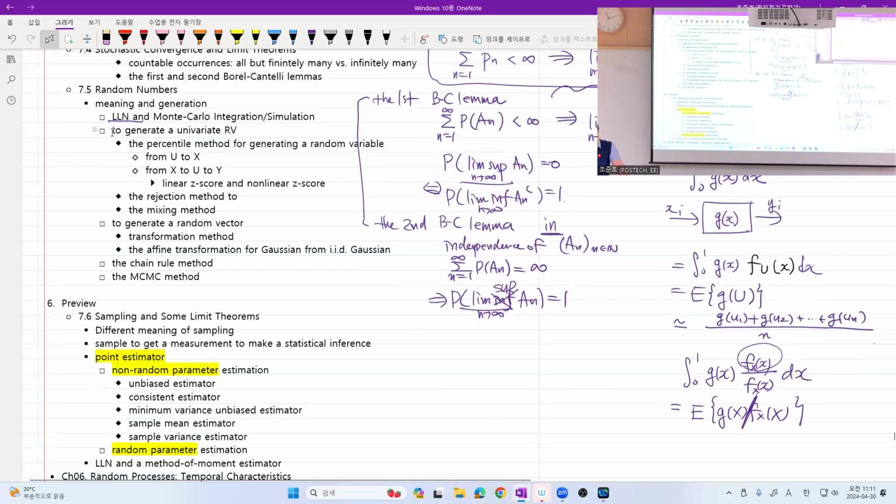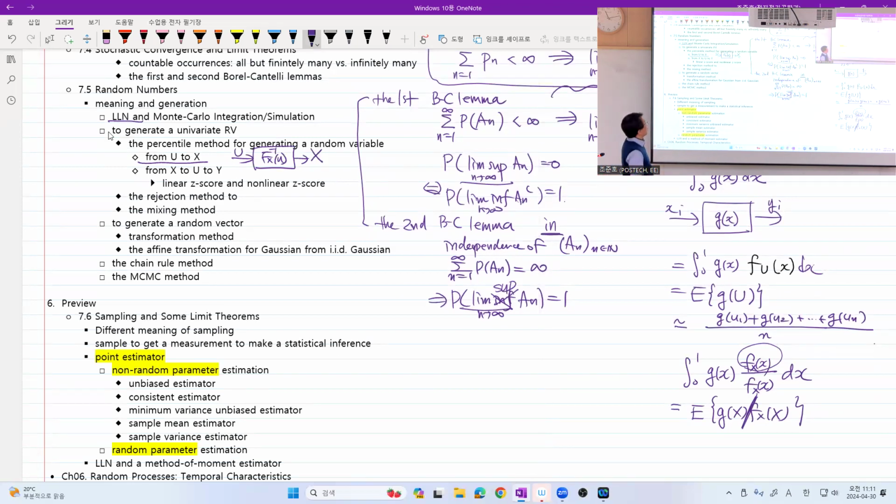Then we need to ask, how can we generate a random variable? And then how can we generate multiple random variables that are dependent? The first topic was, and we already know, how to generate a continuous or discrete random variable from a continuous uniform random variable. And that is very easy, right? You can use the CDF. So in this case, from U to X, you just use the percentile function to generate.